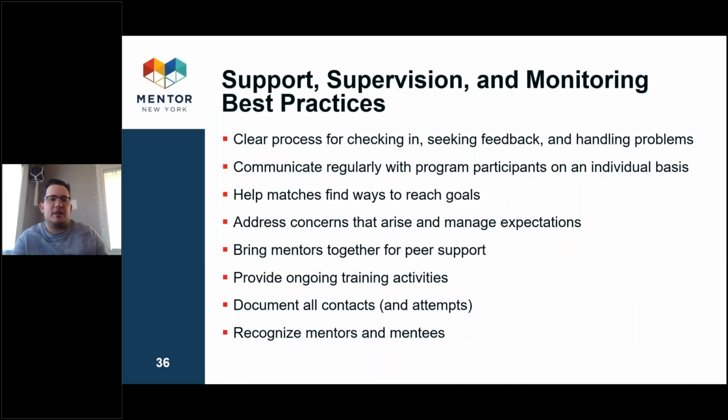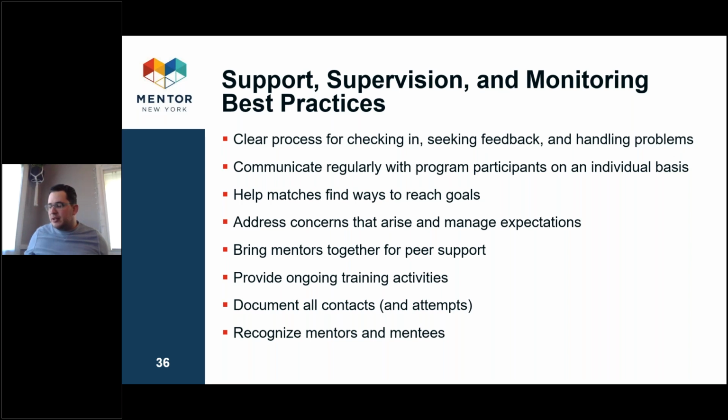So let's talk about monitoring and support. This is, I think, in my opinion, the most important part of all of these, because one, it's where you're going to be able to prevent the most issues. If you have your finger on the pulse of what's happening with your mentors and your mentees, you're going to be able to really intervene and head off any major issues before they really blow up into something major.